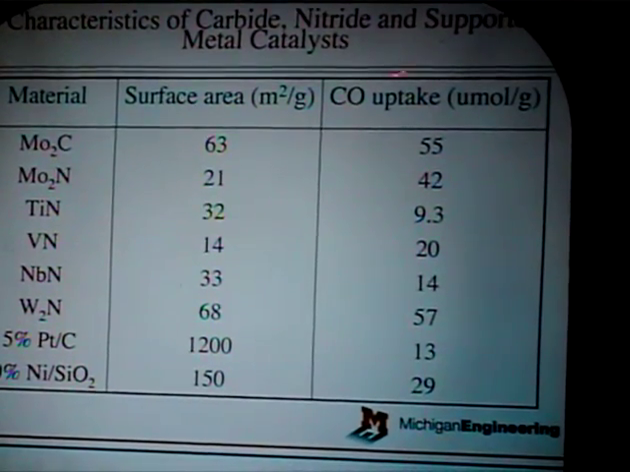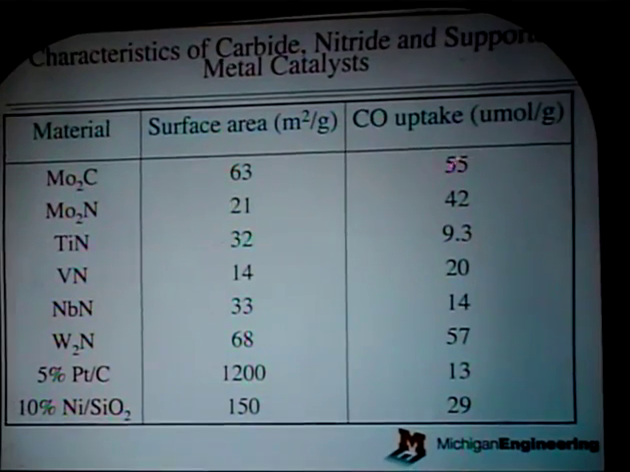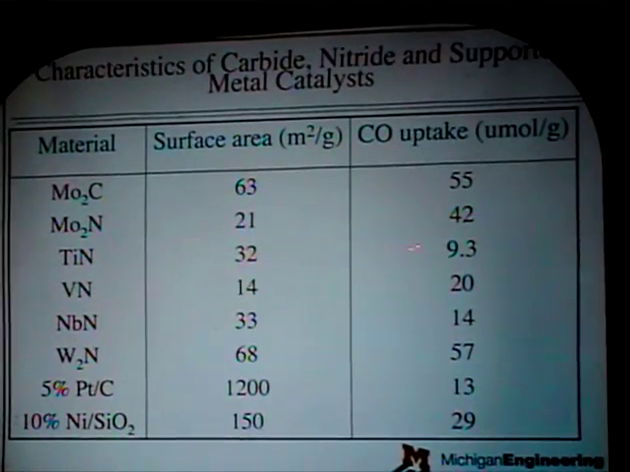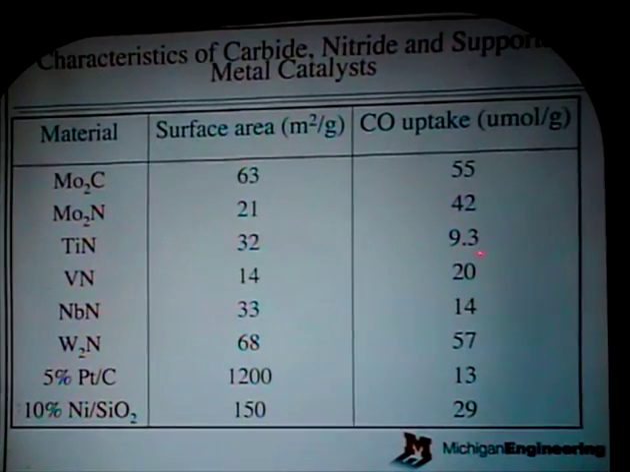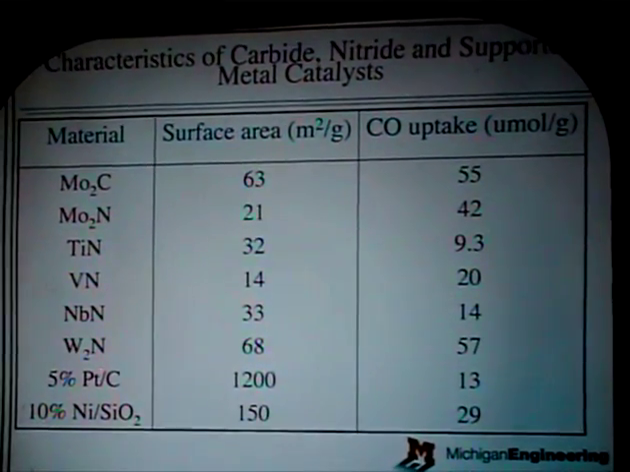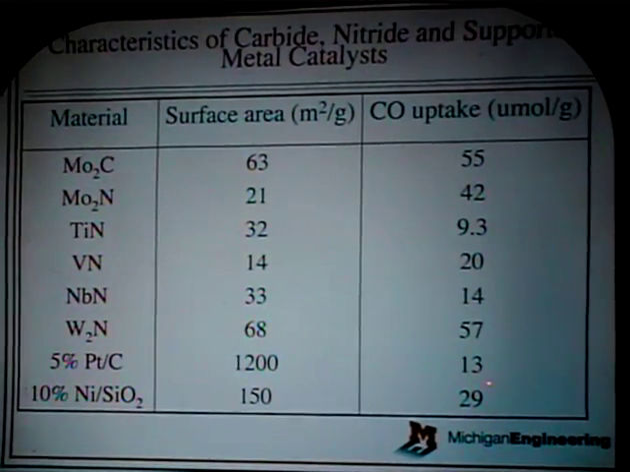Then coming to the CO uptake values, this is in micromoles per gram. Molybdenum carbide 55, molybdenum nitride 42, titanium nitride very low, at 9.3. Then vanadium nitride 20, niobium nitride 14, tungsten nitride 57, and these materials have also lower values, 13 and 29.